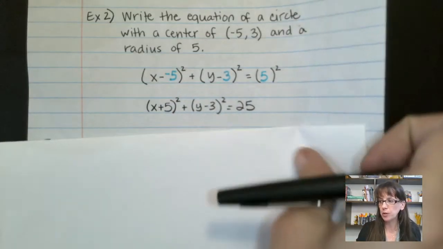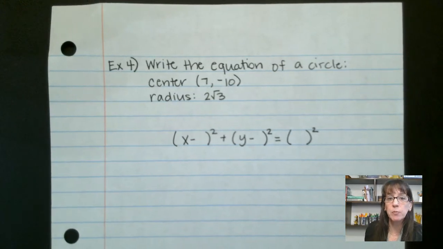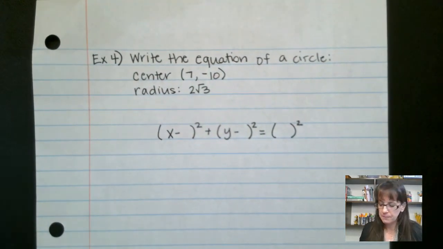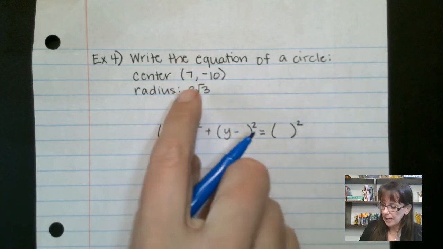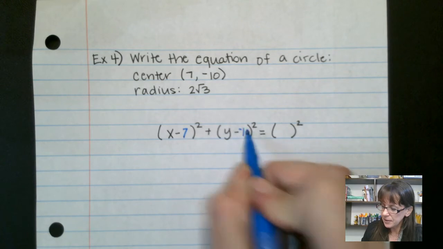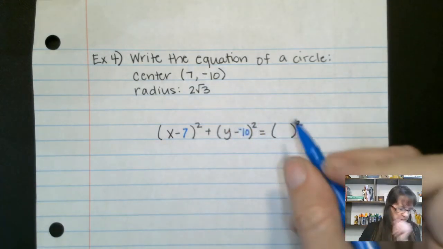All right, let's do one more so that you can see. On this guy, write the equation of a circle with the center of 7, -10, and a radius of 2 root 3. Okay, again, I'll use a darker blue this time. We have our x is 7, so we put a 7 here. -10, so -10. Sorry, I squished that in there. And then our radius is 2 root 3.